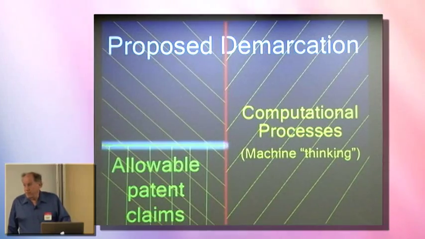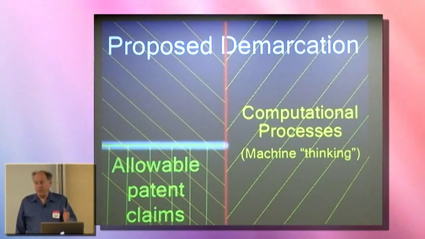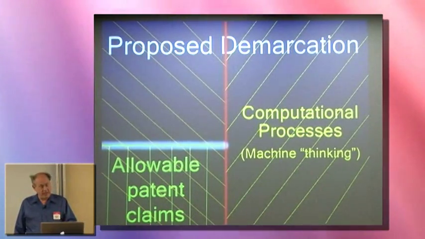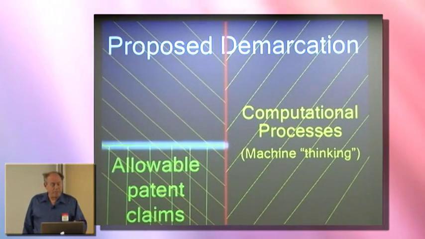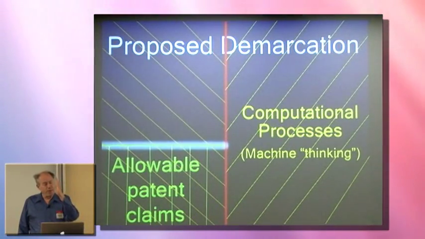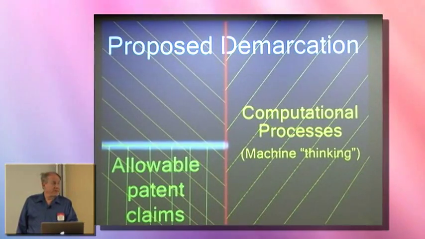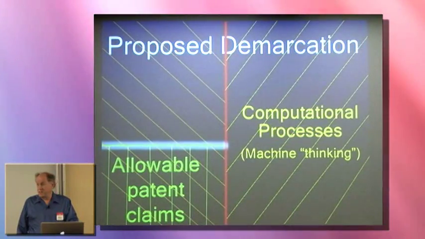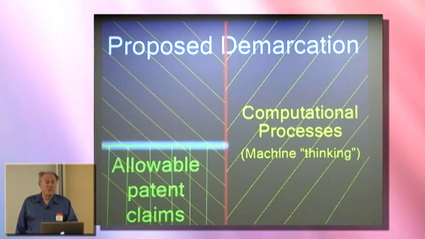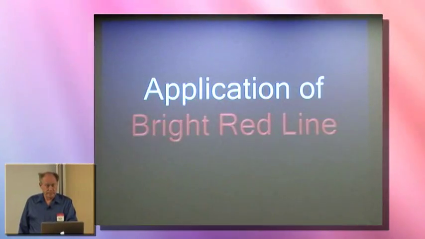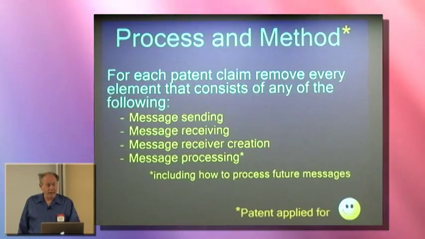So this makes our proposed demarcation. We have computational processes over here in the yellow, and we then have the allowable patent claims, and we have the bright red line in between. And now we have to show that this bright line makes sense, that it's something that can be understood by patent examiners, and it's something that can be enforced by the courts. So let's look at the application.